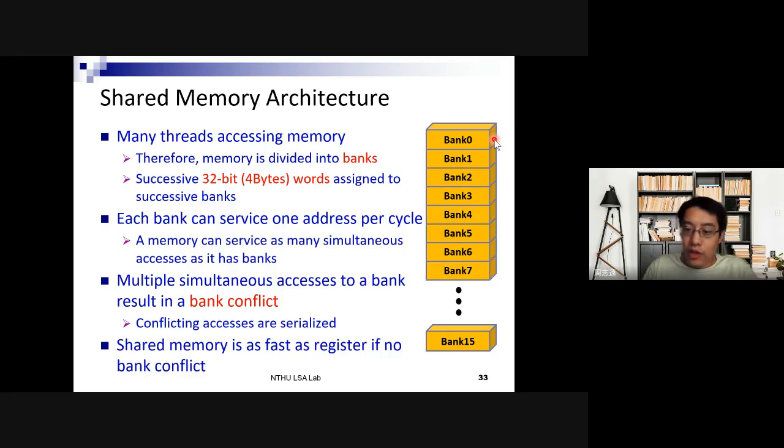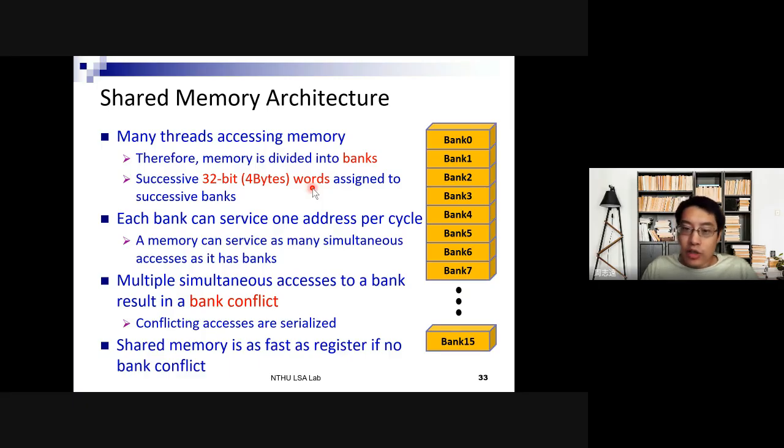For example, here, this is just an example. Usually it's more than 16, usually, I think, 32 banks. This is just a small example. So let's say the shared memory consists of 16 banks. And each bank will usually store 4 bytes of data as a unit.